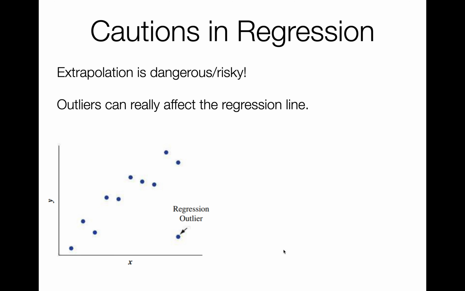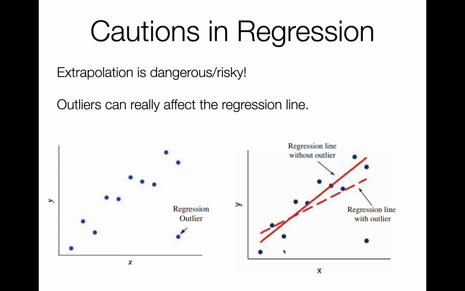For example, here are some points, and there's one outlier. We all see what the general trend is, but here's the example without the outlier. The line goes exactly where we thought it would, but with the outlier, it's really pulled down towards that outlier.